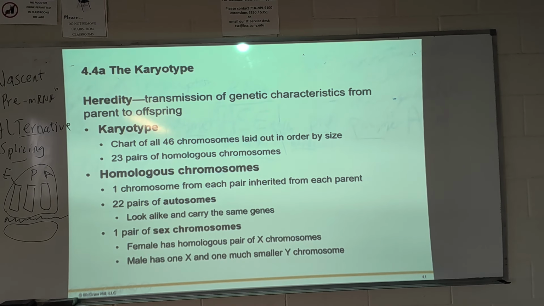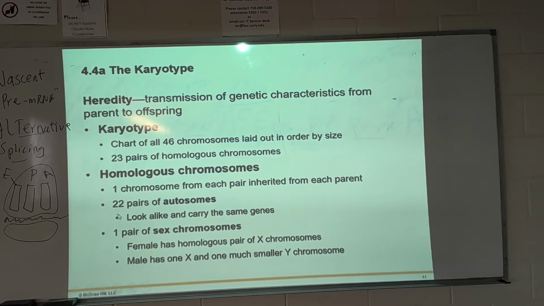In the karyotype, so heredity is the transmission of genetic characteristics from parent to the offspring. And the karyotype is a chart of all 46 chromosomes that are laid out in order by the size. Sometimes you have homologous chromosomes. Homologous chromosomes, we have one chromosome from each pair, inherited from each parent. So homologous chromosome, meaning you have half of it from each parent.